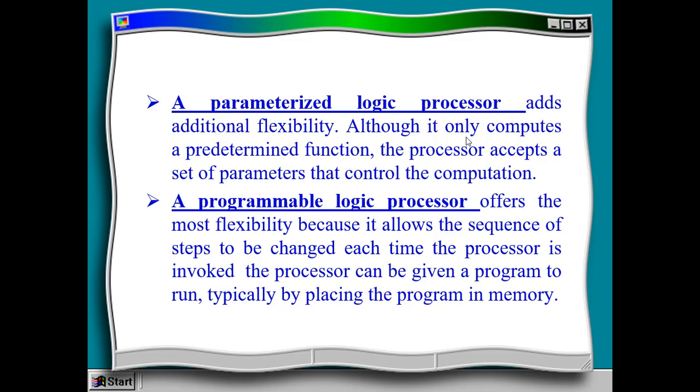The next range of processor is the parameterized logic processor, and this adds additional flexibility compared to the selectable logic processor. Although it only computes predetermined functions, the processor accepts more parameters that control the computation. We can just go to the next one.